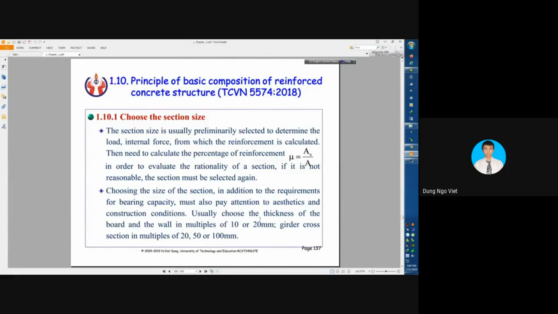Choosing the section size, in addition to the requirement for bearing capacity, must also pay attention to aesthetics and construction conditions. Usually choose the thickness of the slab and the wall in multiples of 10 or 20 millimeters. For the beam cross-section, we choose the section size in multiples of 20, 50, or 100 millimeters.